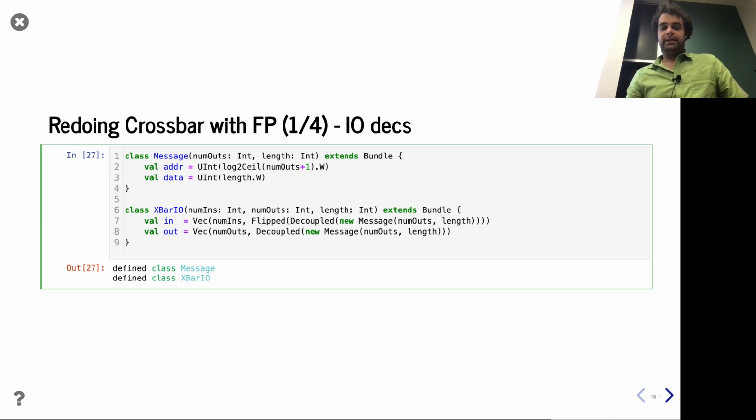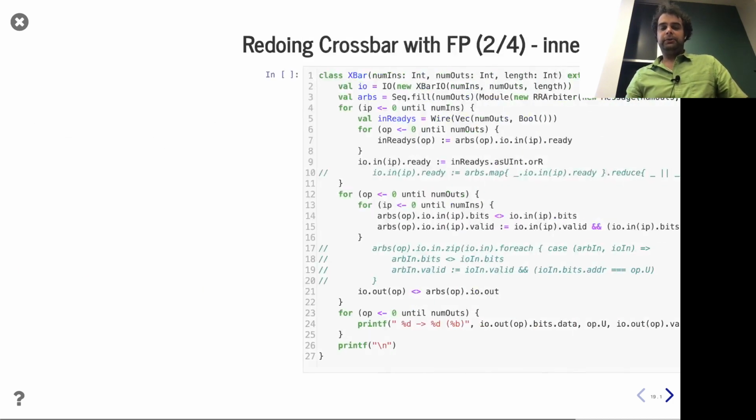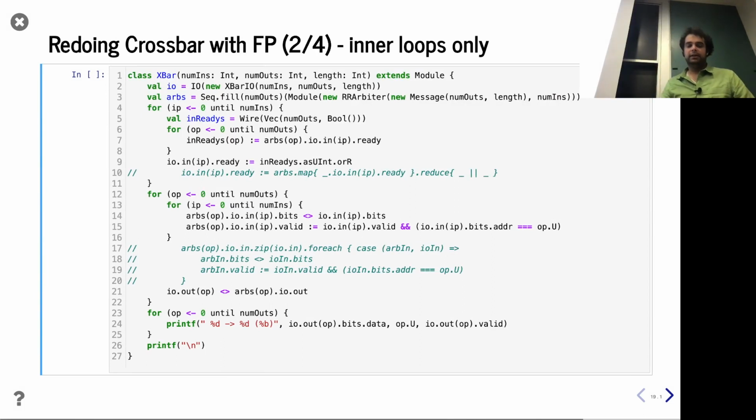Okay. So what we're going to show is redoing this crossbar with these higher order functions, and we're going to do it incrementally. So rather than all at once, we're going to do it incrementally. And the reason why is perhaps you can appreciate when it does or doesn't make the most sense, right? So in this case, for example, we're going to go after the inner loops.